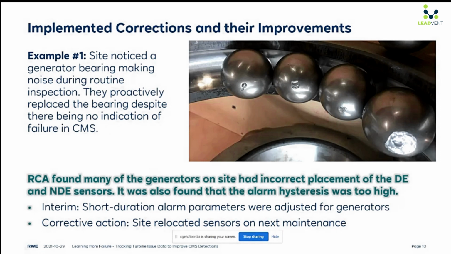They were never in alarm long enough to trigger an alert to the analyst. So in the short term, the alarm hysteresis was lowered. The completion of the root cause analysis led the team to discover that the gen bearing accelerometers were mounted on the side of some of the generators rather than the bearing mounts. It was worked out with site to relocate these sensors during their next maintenance cycle.